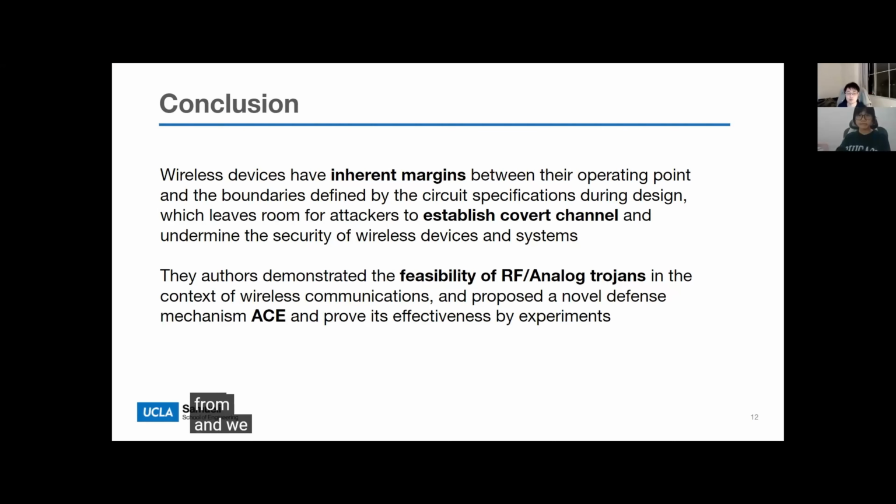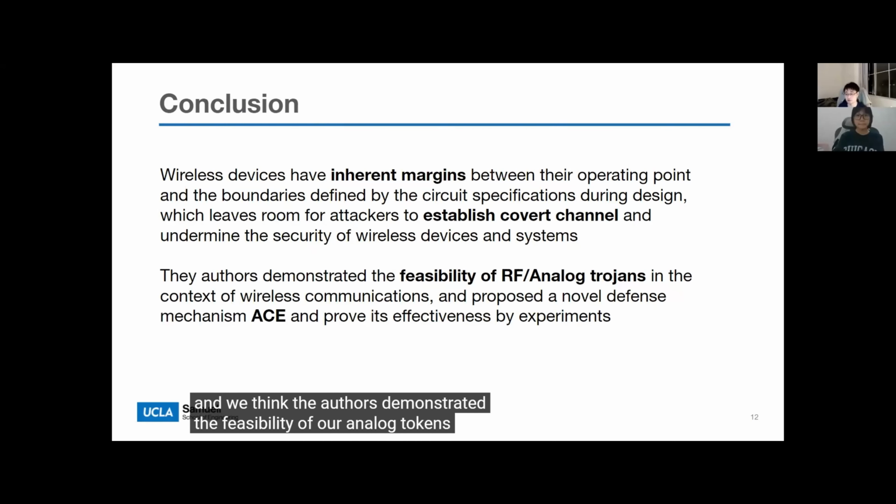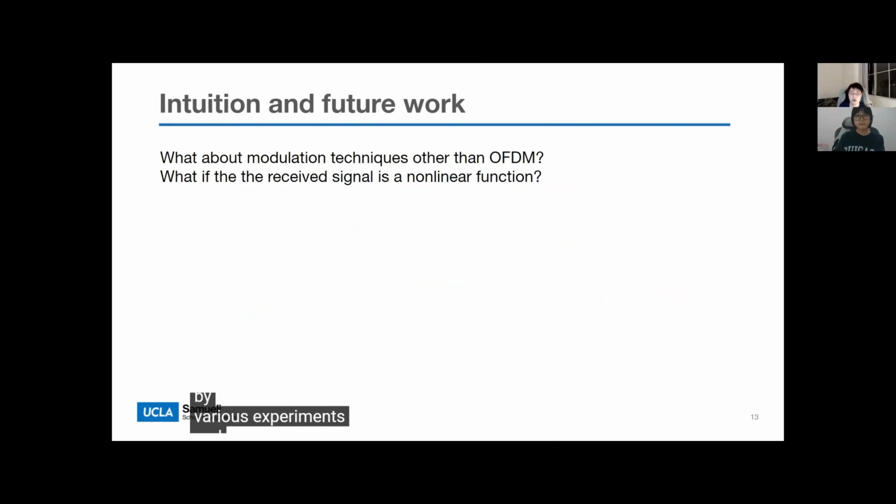And we think the authors demonstrated the feasibility of RF analog Trojans in the context of wireless communication, and they successfully proposed a novel defense mechanism, ACE, and proved its effectiveness by various experiments. And lastly, here is some intuition we get from this research paper, and some possibilities we think the future work could land.